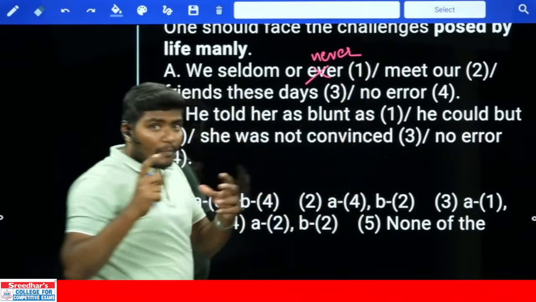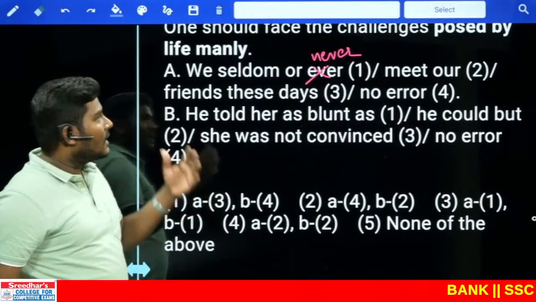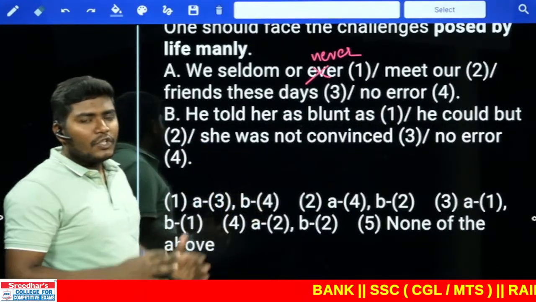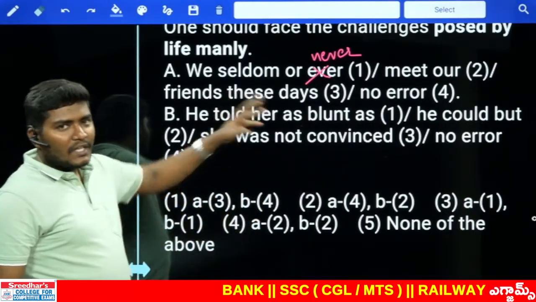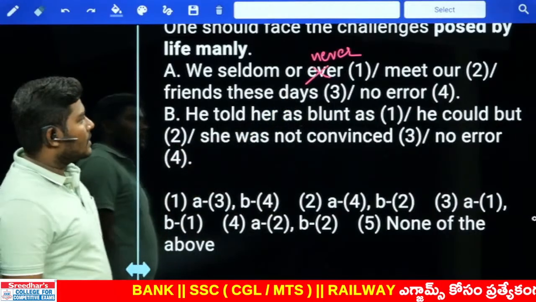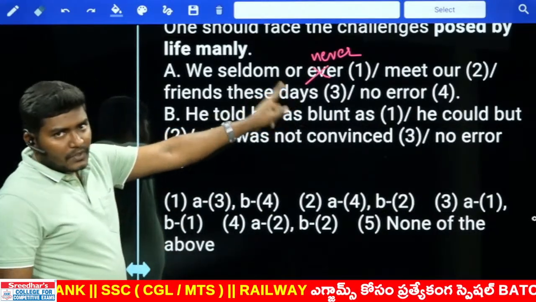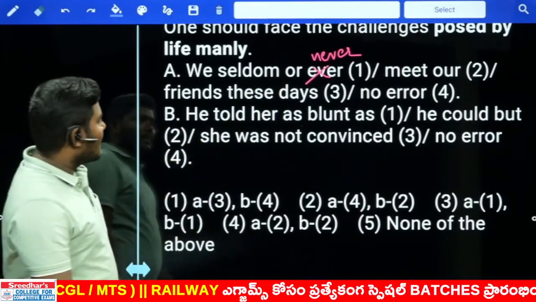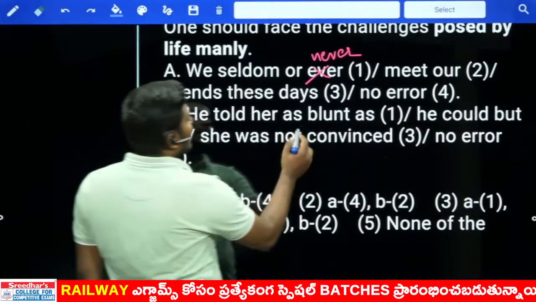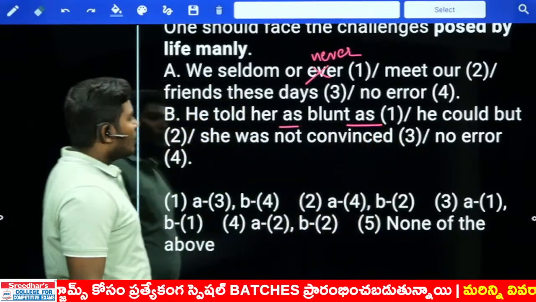This is a pair combination word also. You need to remember this rule carefully. Seldom or never combination should always be used together. Together they are used with the negative combinations. So that is also an adverb. That is adverb of frequency. Case number one.